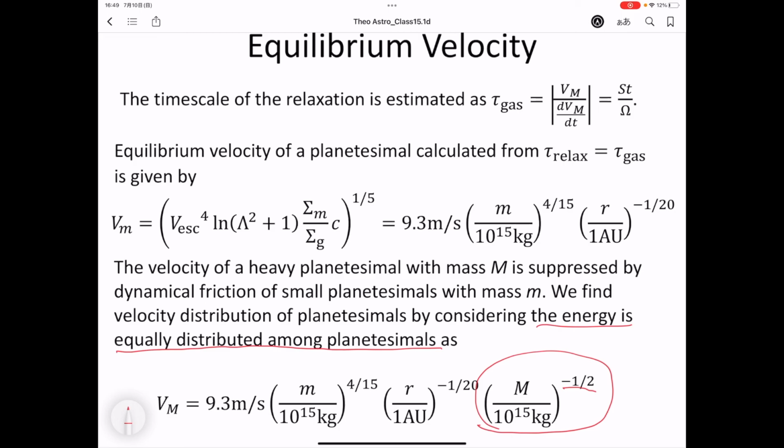We could use the equilibrium velocity to estimate the growth rate of planetesimals. So in the next sections, we are going to study the growth rate of a planetesimal in a disk. Okay, this is the end of this session.